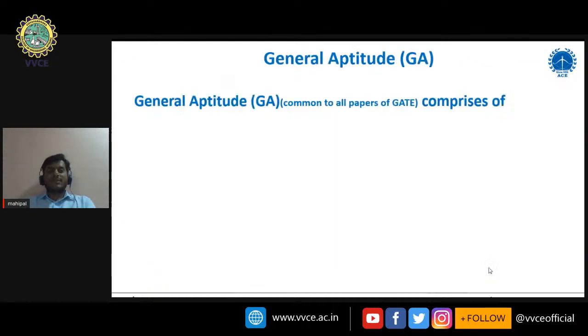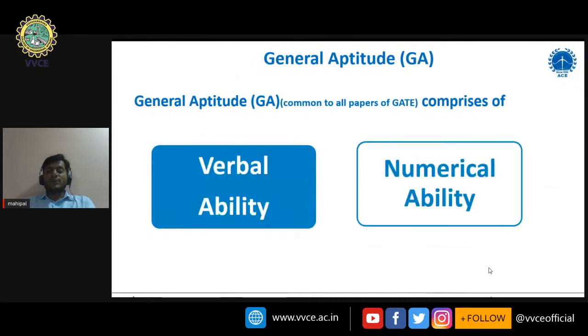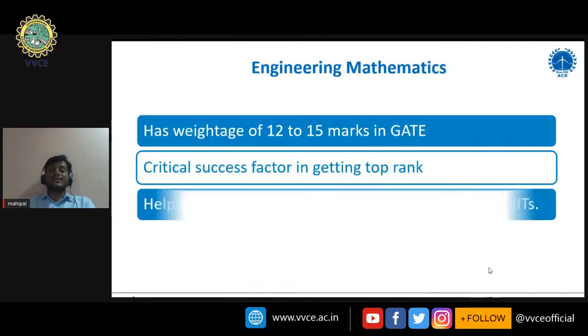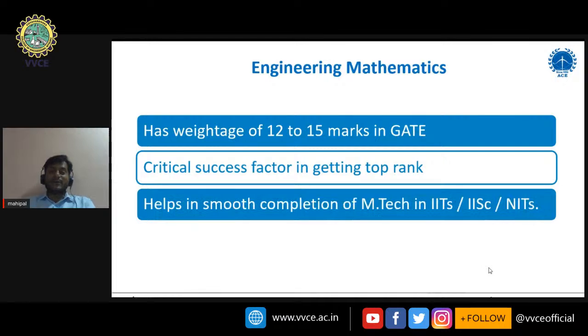From the GATE point of view, what you need to remember is that general aptitude is very important. 10 questions you are going to get for 15 marks, and the syllabus is very easy. You are going to get 9th and 10th standard English as well as mathematics questions. Mathematics is also one such subject which is easy to prepare and which is going to give you a good number of marks. So this is what you need to start your preparation with.